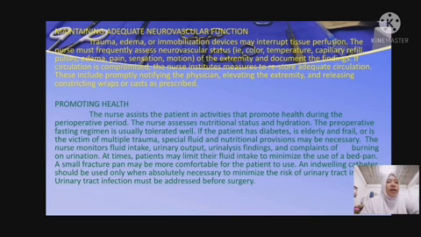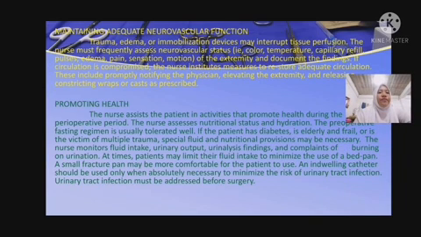For promoting health, the nurse assesses the patient in activities that promote health during the preoperative period. The nurse assesses nutritional status and hydration. The preoperative fasting regimen is usually tolerated well. If the patient has diabetes, is elderly and frail, or is the victim of multiple trauma, special fluid and nutritional provisions may be necessary.